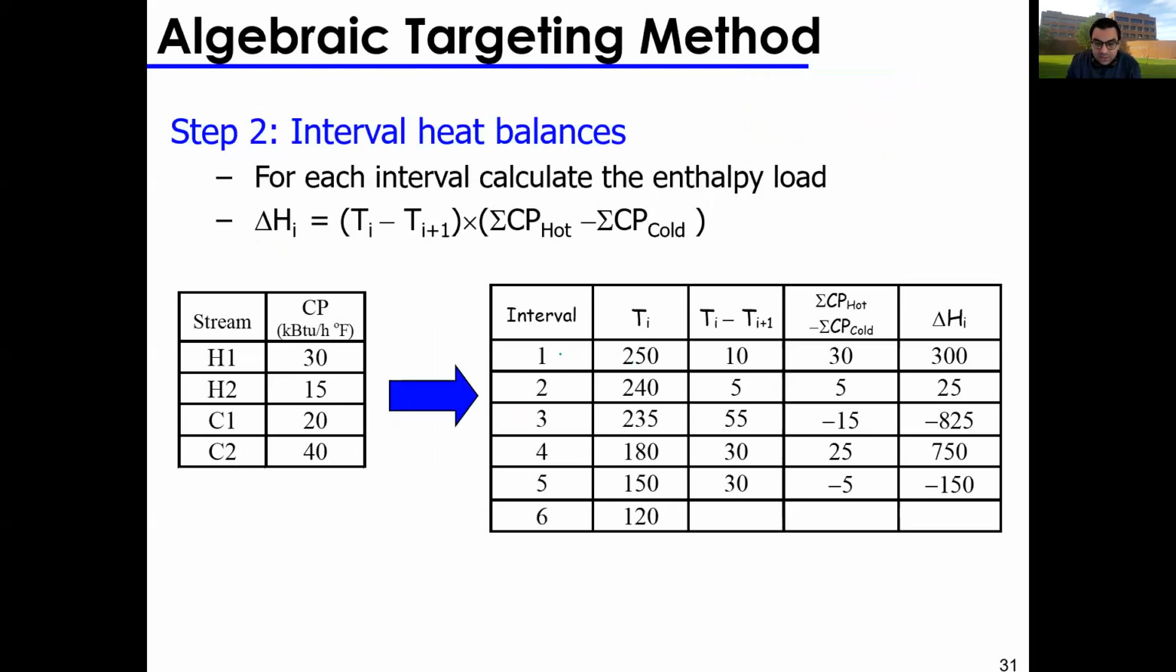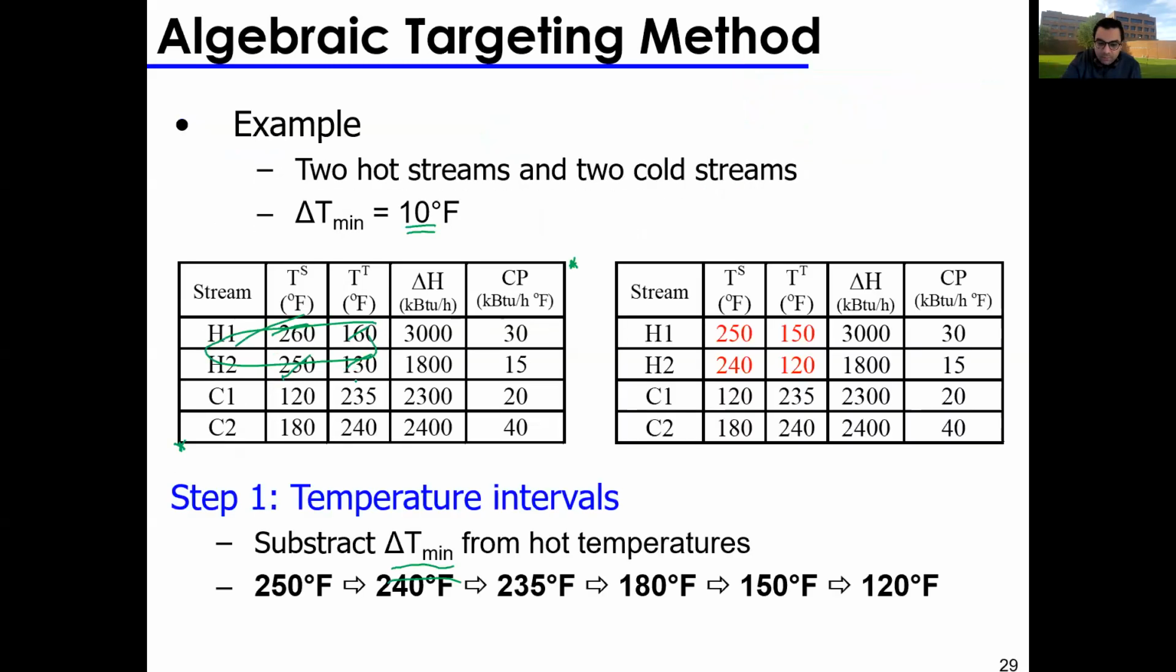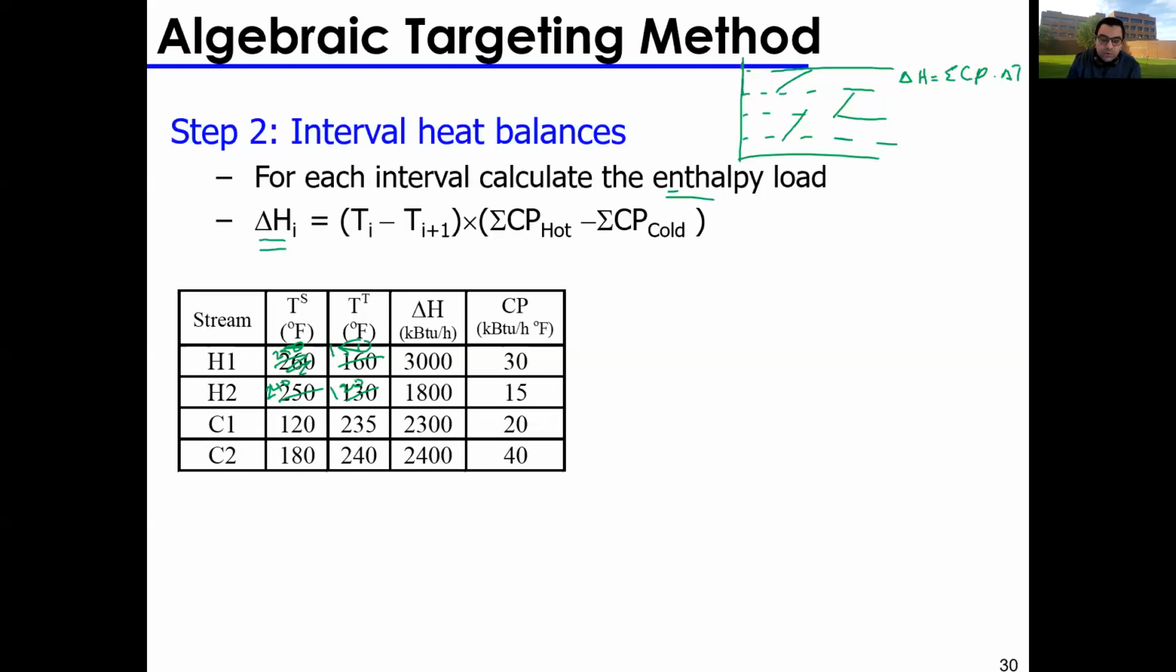So first step, I divided my table into temperature intervals. Let's have a look here. First of all, we subtracted 10. So this became 250, this became 150, this became 240, and this became 120, right? This was step one: subtract delta T minimum from all your temperatures.